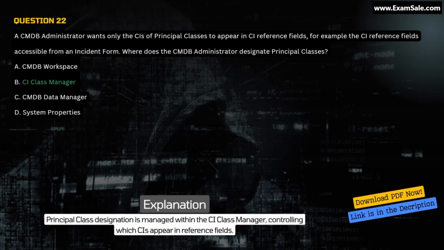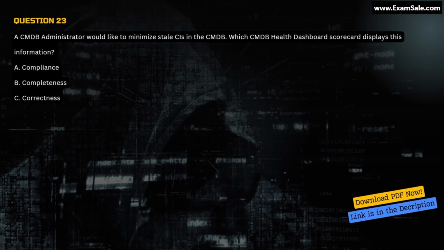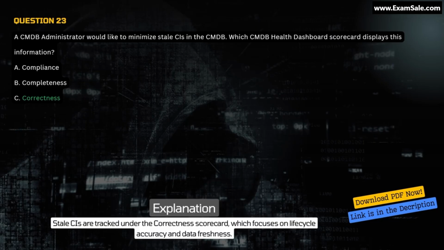Question 23. A CMDB administrator would like to minimize stale CIs in the CMDB. Which CMDB Health Dashboard scorecard displays this information? A. Compliance. B. Completeness. C. Correctness. Correct answer C. Correctness. Explanation. Stale CIs are tracked under the correctness scorecard, which focuses on lifecycle accuracy and data freshness.